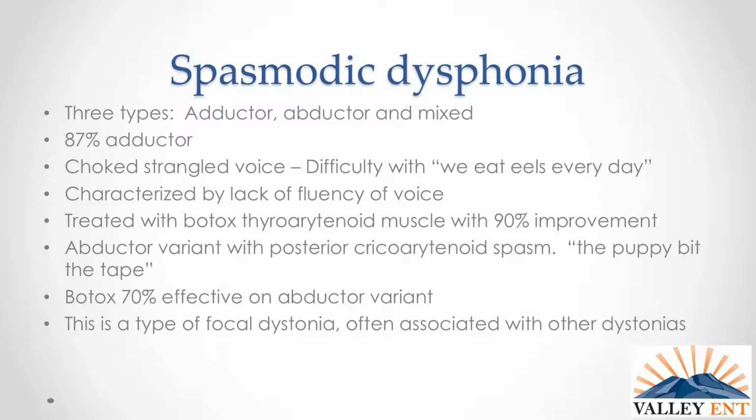And this one can separate into 3 different types. So 3 types: adductor, abductor, and mixed. So this is a spasm of the voice box in the truest sense. The adductor means it's spasming when it's shutting, the abductor when it's opening, and the mixed, a little bit of both. 87% are the adductor, and that is the we eat eels every day one.